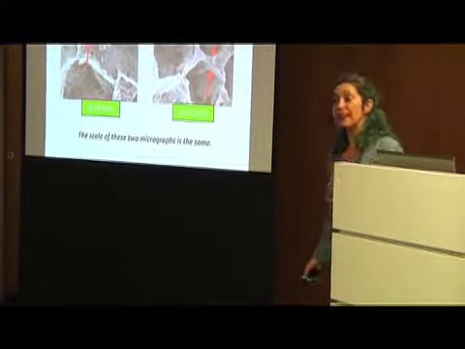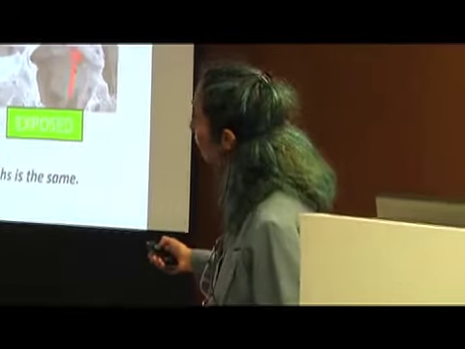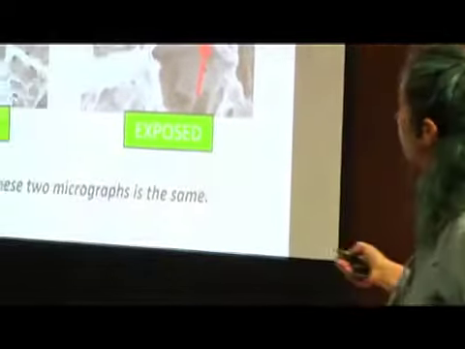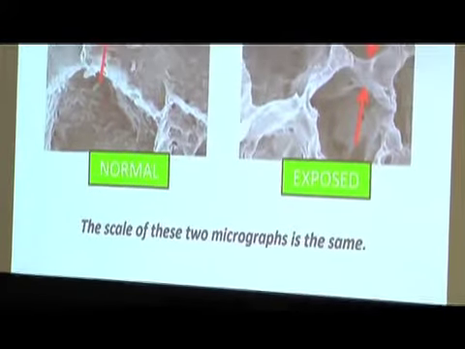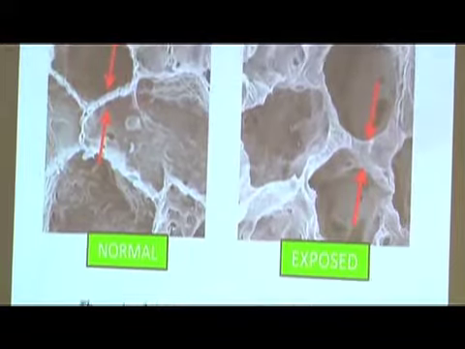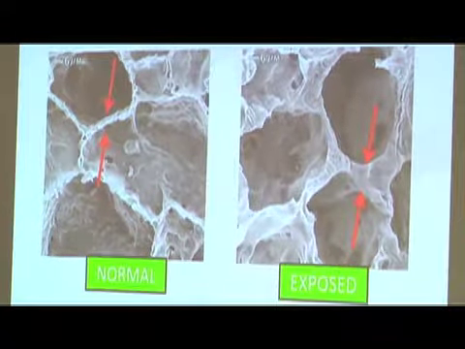We found thickening again, this time in the alveolar, the walls of the lung inside where the exchange of oxygen and CO2 occurs. It was thickened. Notice again, the scale is the same. And the rats aren't smoking, so it has nothing to do with smoking. They are only exposed to noise.